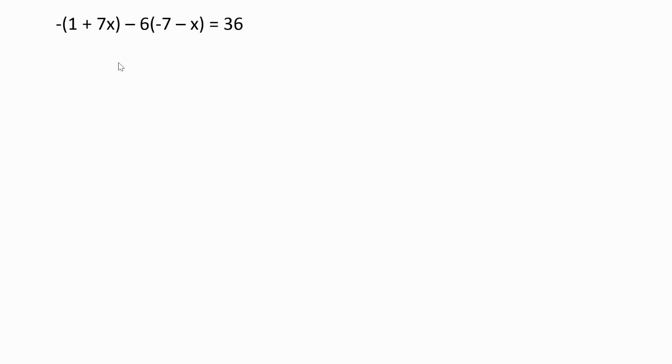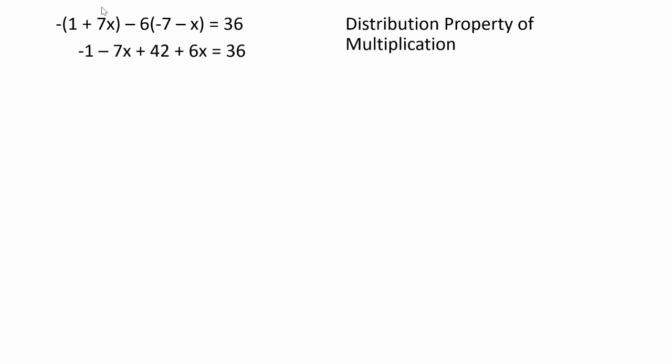Okay, so looking at this one, I have to multiply using the distribution property first. So I get two sets of distribution. I'm going to distribute this negative 1 that's right here, right? And then this negative 6. So I'm going to multiply inside the distribution property. So I'm going to get negative 1 minus 7x. A negative times a negative is a positive. Same thing here. So now I'm going to look for like terms.